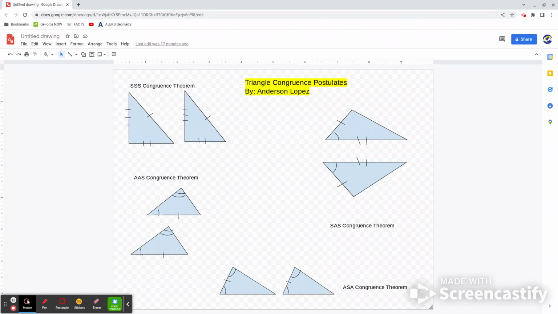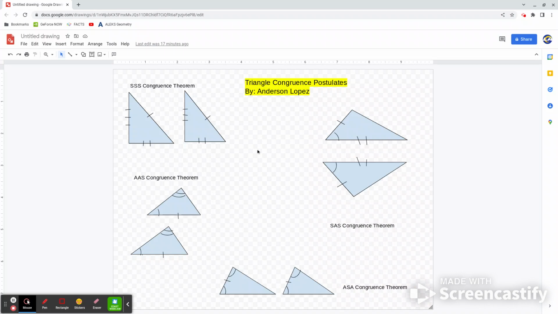The SSS theorem is used when all three sides of a triangle are congruent to the three sides of another triangle. Here is an example of when you can use the SSS theorem, because as you can see, all three sides of both of the triangles are congruent to each other.